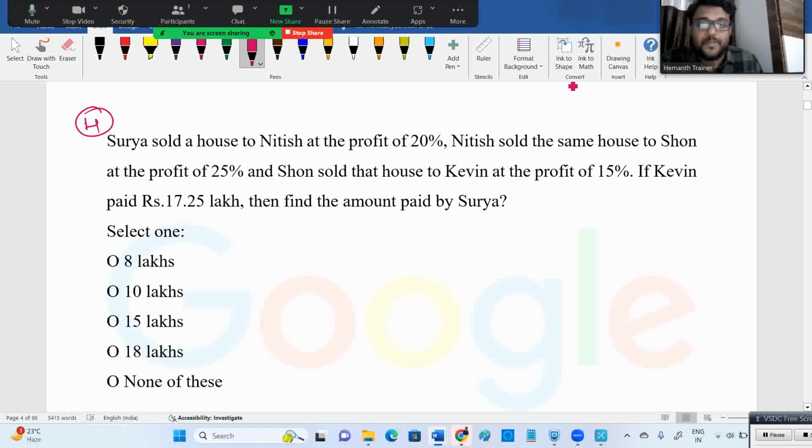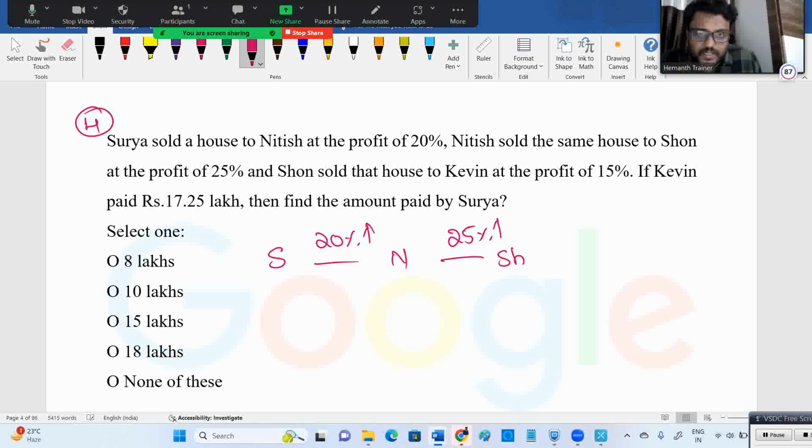Nitish sold the same house to Sohan at a profit of 25%, and Sohan sold it to Kevin at a profit of 15%. See, Surya to Nitish is a 20% increase. Nitish to Sohan is a 25% profit, which means a 25% increase. Sohan to Kevin is a 15% increase. Now Kevin paid 17.25 lakhs. What is the amount paid by Surya?